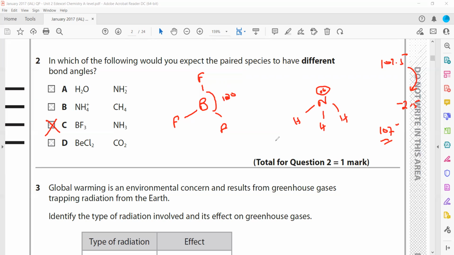So how to identify this? The simple way to identify is to check the number of bond pairs and the number of lone pairs.